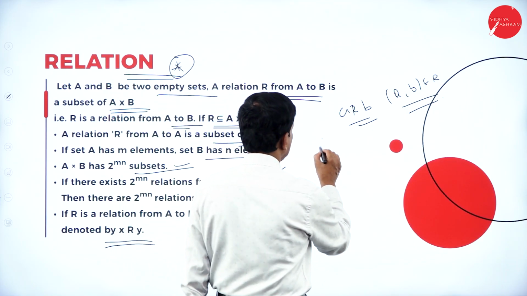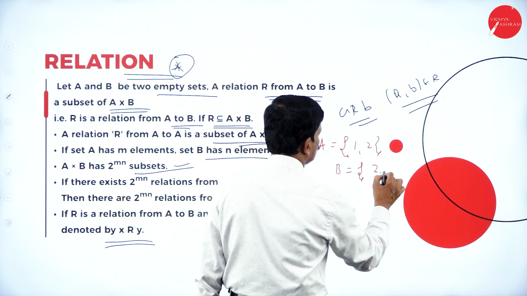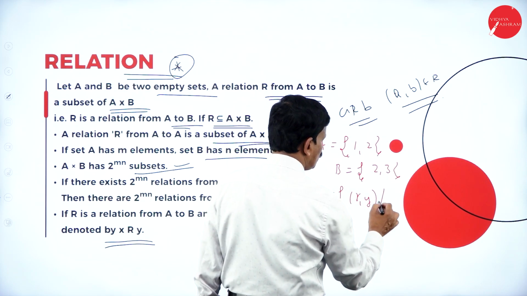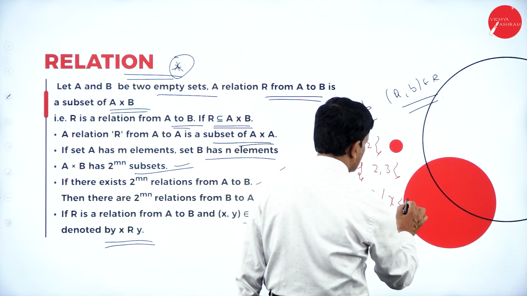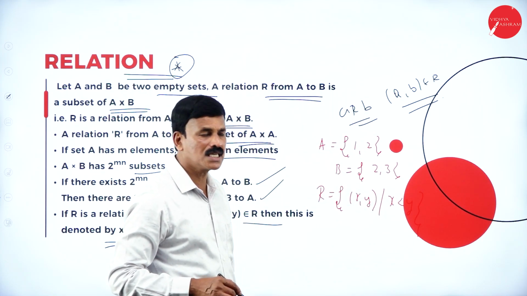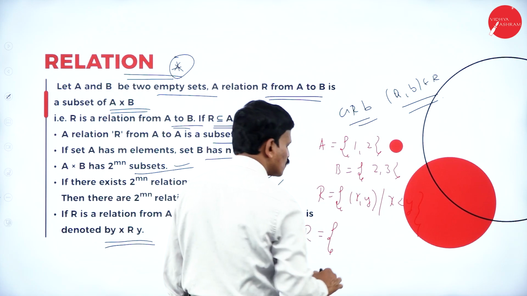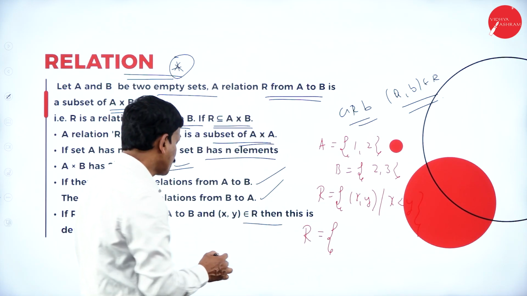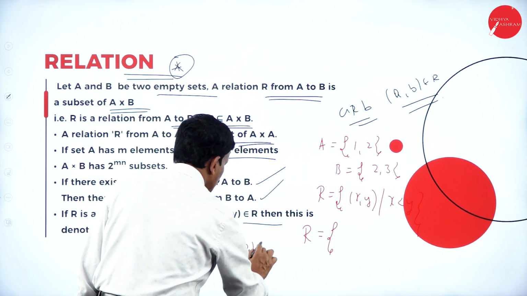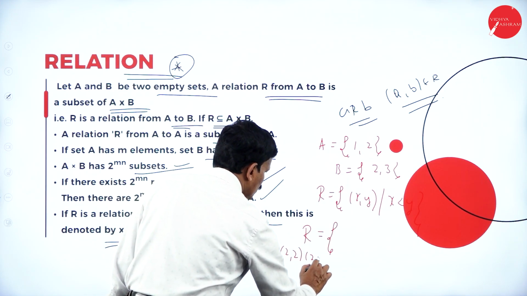Now let us take an example. A is equal to {1, 2}, another set B is equal to {2, 3}. Let us define a relation R = {(x, y) such that x is less than y}, where x belongs to A and y belongs to B. So what is the relation? First write down the Cartesian product A cross B. What is A cross B? (1, 2), (1, 3), similarly (2, 2) and (2, 3).